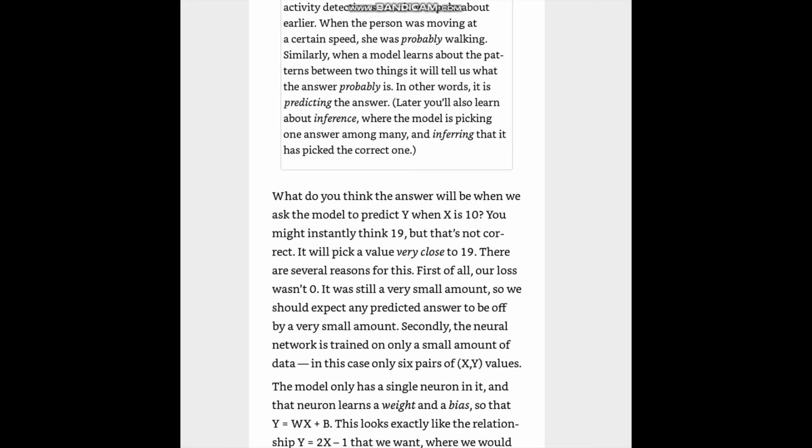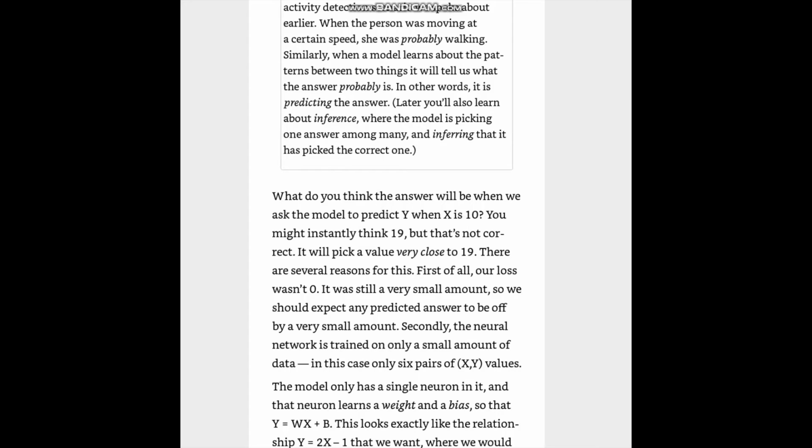First, our loss wasn't 0. Our loss was around 10 to the power minus 5, but there was still some loss. It was very small, so we expect our answer to be predicted near 19 but not exactly 19. Secondly, the neural network is trained on only a small amount of data, in this case only 6 pairs of x's and y's. So we don't have a lot of data to train our model upon. The less the data, the less the accuracy.